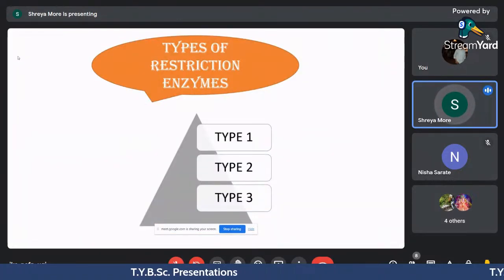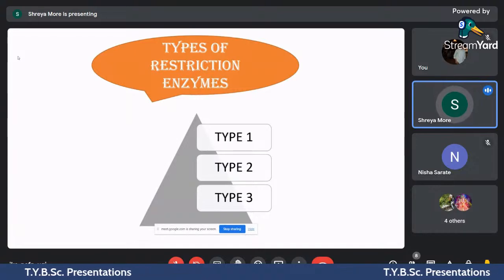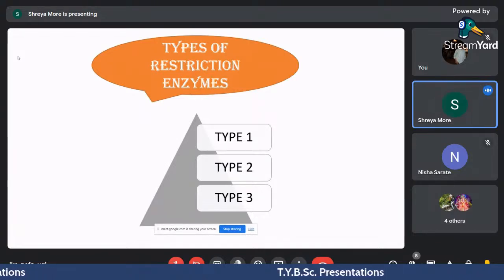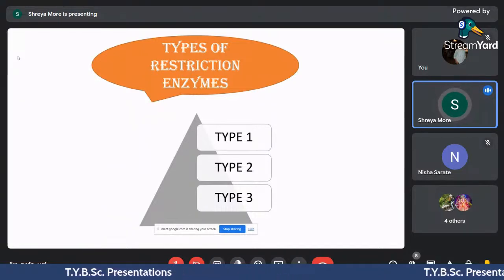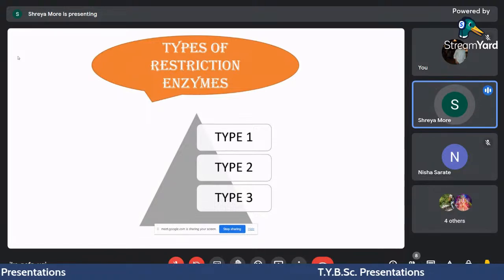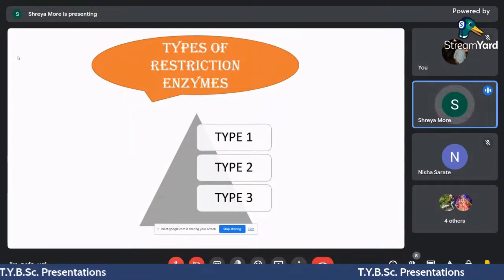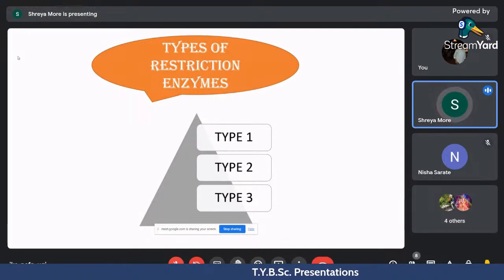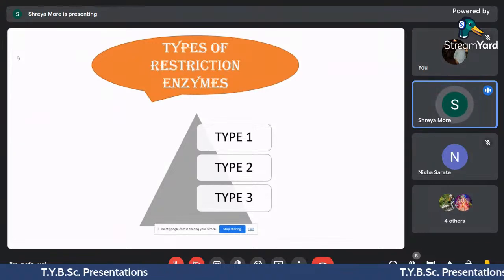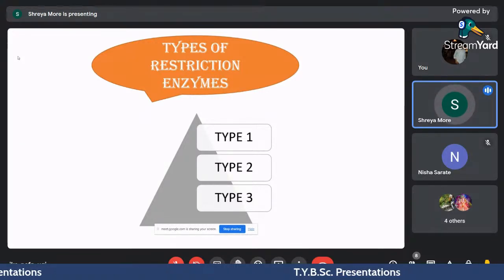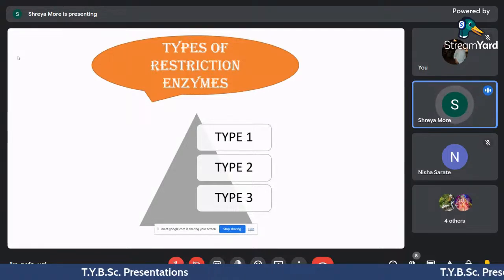There are basically three types of restriction enzymes: type 1, type 2, and type 3. Type 1 restriction enzymes cut the DNA far from the recognition sequences. They are complex multi-subunit restriction and modification enzymes, and cleavage occurs approximately 1,000 base pairs away from the recognition site. Type 2 enzymes cut at specific positions closer to or within the restriction sites. They are also used for DNA analysis and gene cloning.